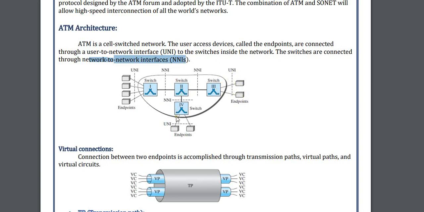So in this section we have 3 UNI. You can remember that when it is connected with the endpoint, it is known as the user network interface, and when it is connected from switch to switch or to another network, then it is called the network to network interface, which is NNI. This architecture is very important.